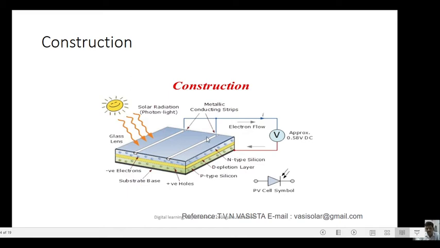The cathode and anode of the material are connected to the voltmeter. That means the electrons flow along the voltmeter, and approximately 0.58 volts of DC voltage is obtained. So here it is represented by the solar cell. The figure shows the solar cell, the PV cell symbol.